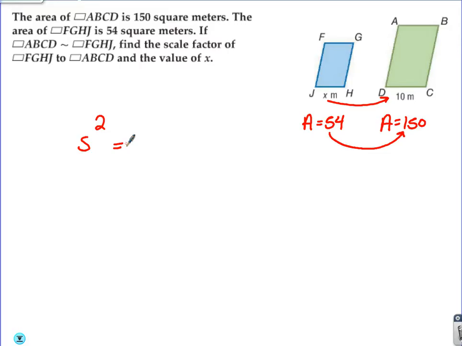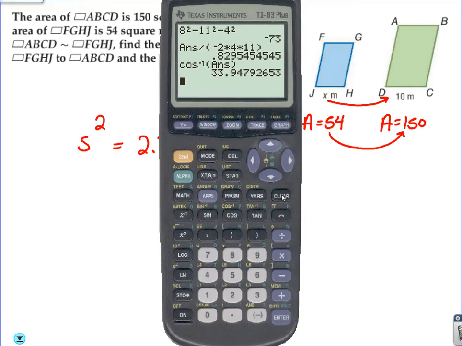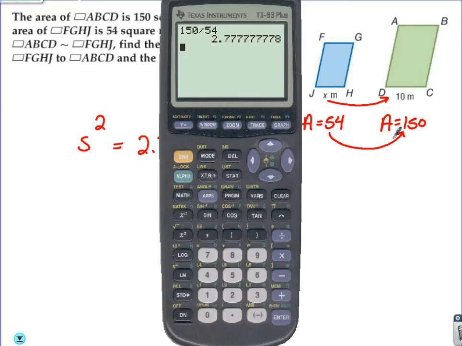So what did you say, 2.7? And the way he found that was this. 150 divided by 54. It's missing a 10 there. There's your scale factor, 2.7 repeating. But now that's my normal scale factor to the second power. So what can I do to find my normal scale factor here? Take the square root. So the scale factor between my sides will be 1.6 repeating.